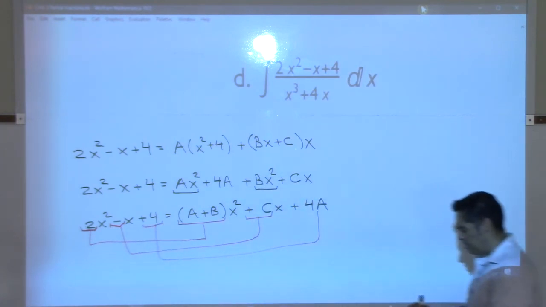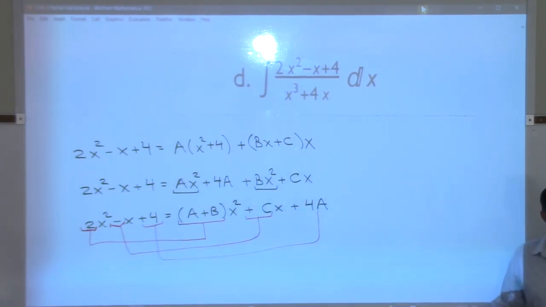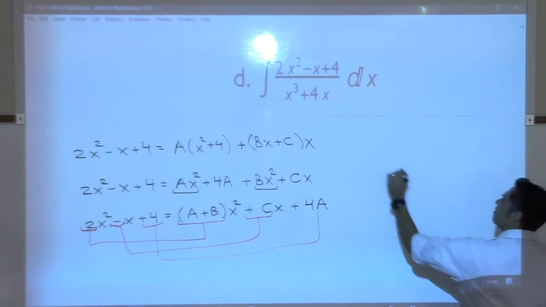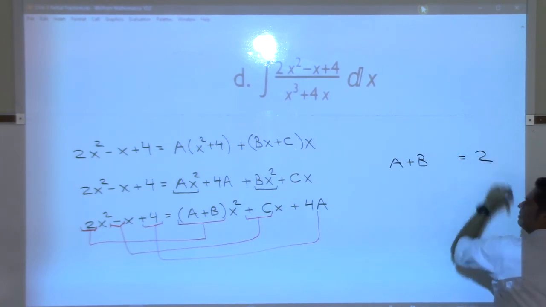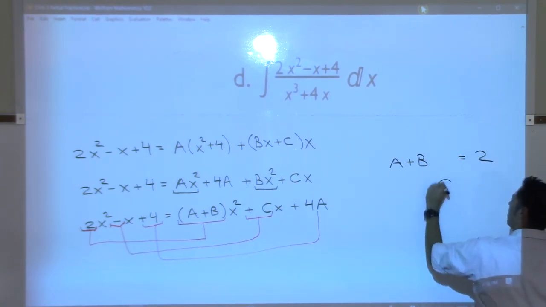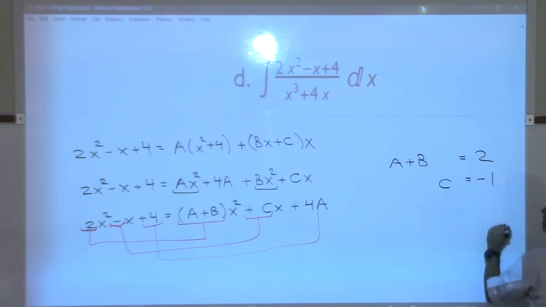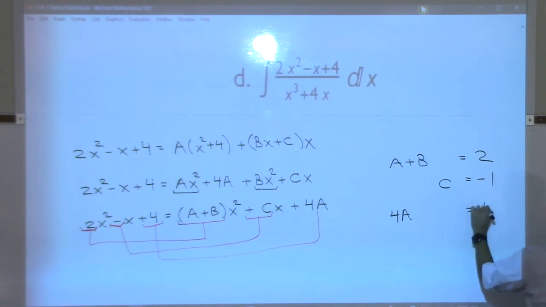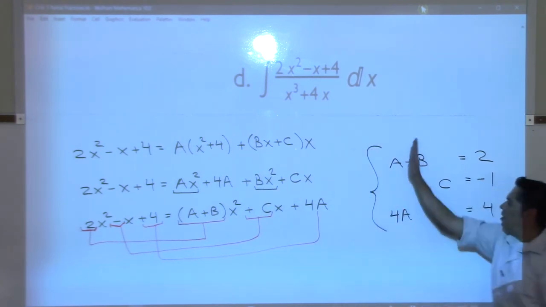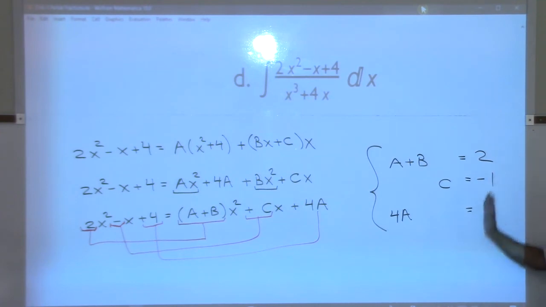So I think we actually are going to know 2 of our variables right off the bat, aren't we? Yep. So let's write this system down. We know a plus b has to be 2. c has to be -1, and then 4a has to be 4. Do y'all see how I'm writing the system? Like all the a's, the b's, and the c's are kind of lined up, and then equals the numbers.